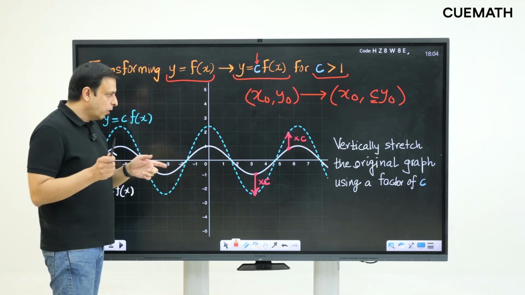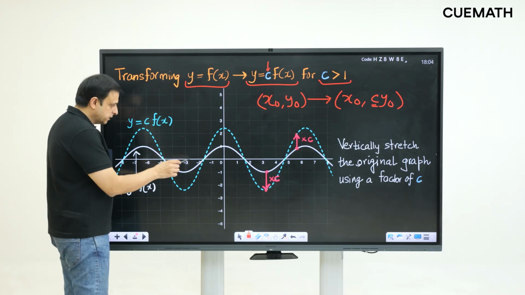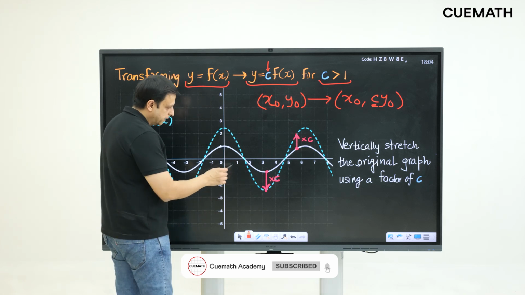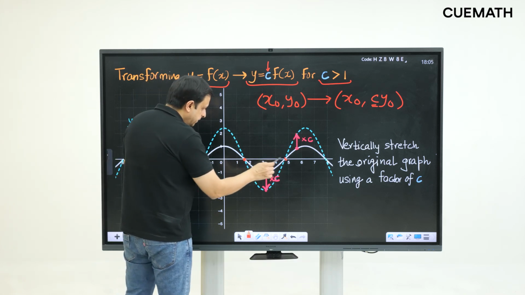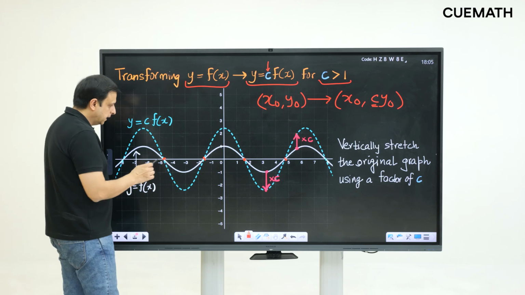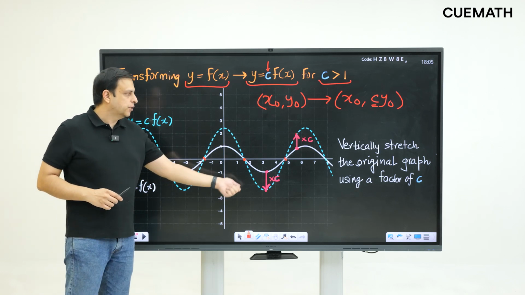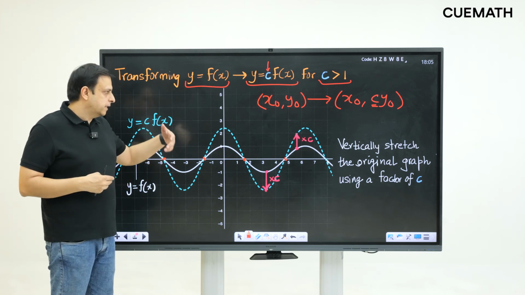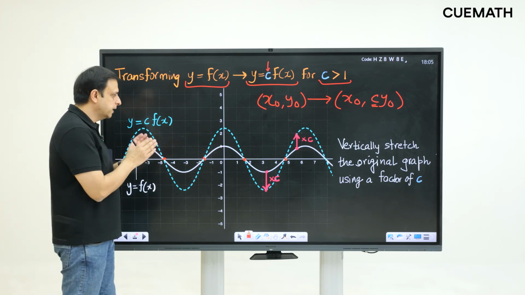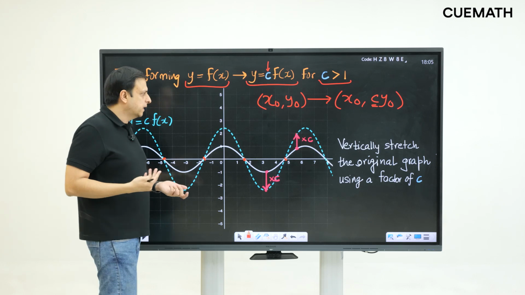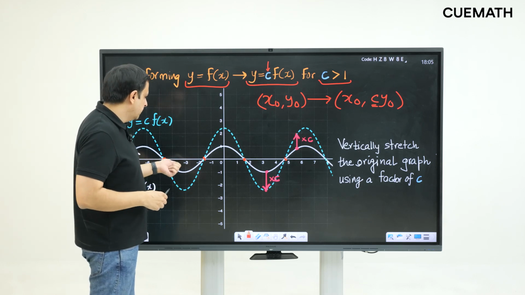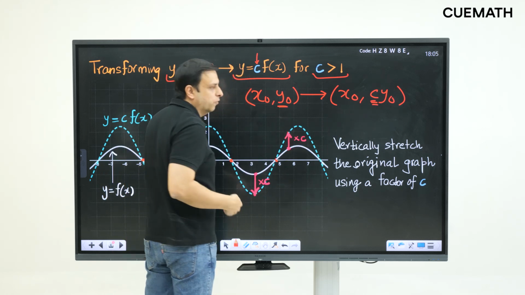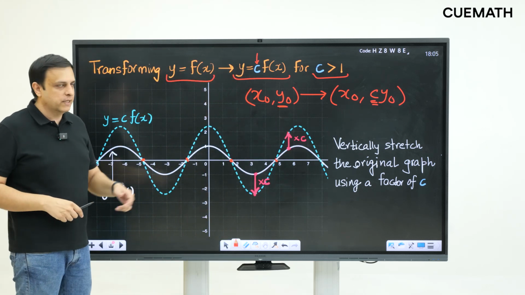The important thing to note is that the zeros stay where they are. So, if you look at the original graph, the curve in white, these points are the zeros of the original function, and you can see that even for the new function, those are still the zeros, and that really helps us in plotting the new function, because we know that the zeros will stay where they are. That is actually fairly obvious, because if y naught is 0, then c times y naught will also be 0, and therefore, the zeros will stay where they are.